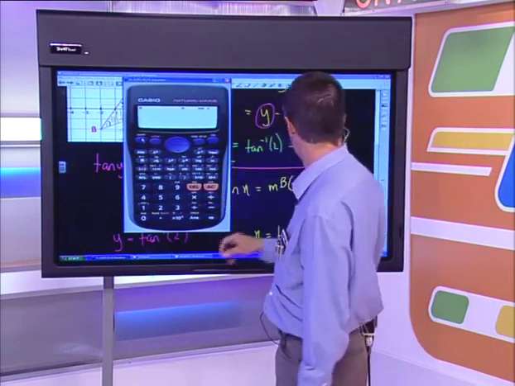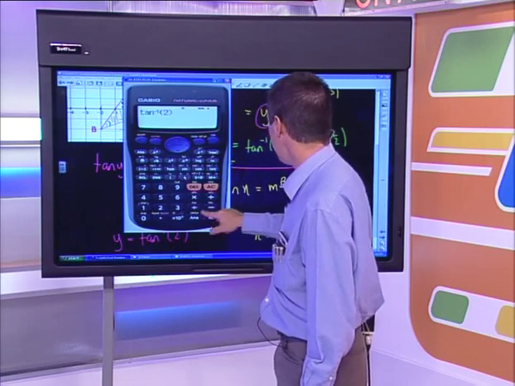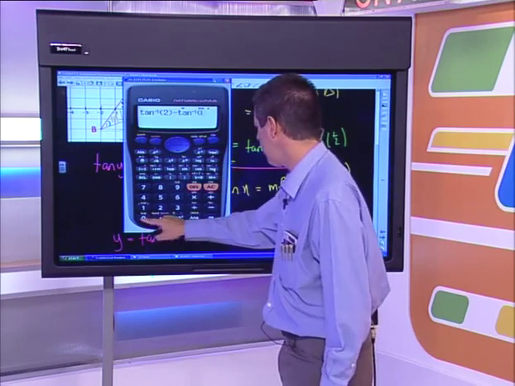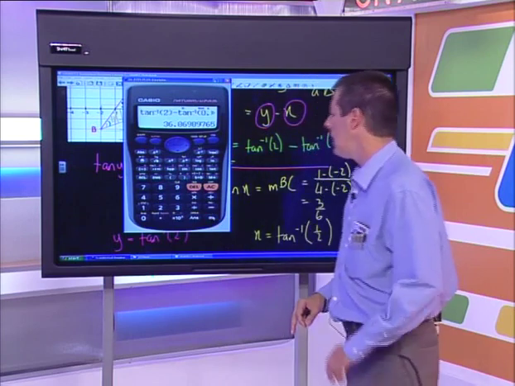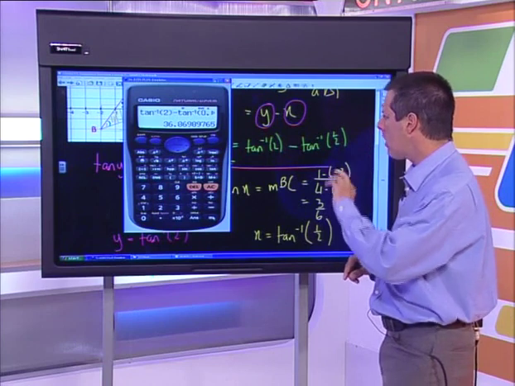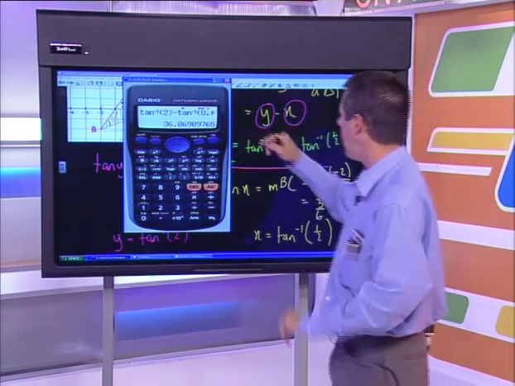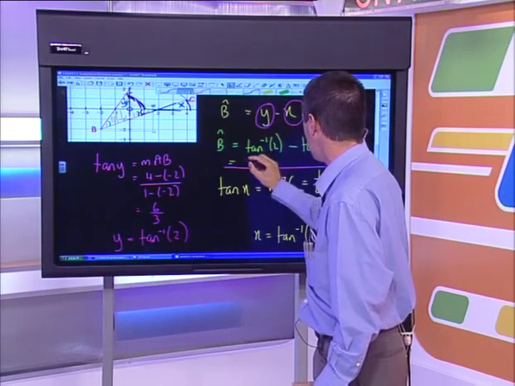So I'm going to press shift tan of 2, minus shift tan of a half, close the brackets, press equals, and that's 36.86. And if I remember correctly, my answer was to one decimal place, which is going to be 36.9. Okay, so I can write down that answer as 36.9.